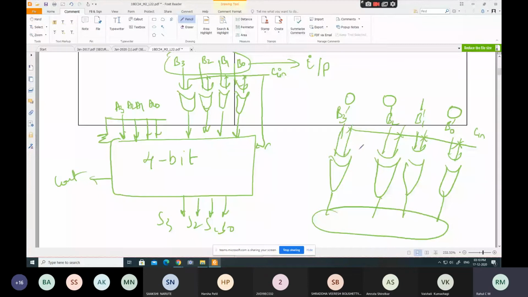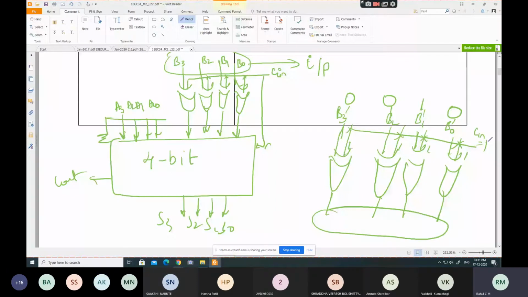So Cin is 1. What is the meaning of Cin being 1? I'm feeding 1 here, here, here, and here. I have shorted one input of each XOR gate to the Cin pin. Cin is another input. I am making the Cin bit 1. Is it okay?